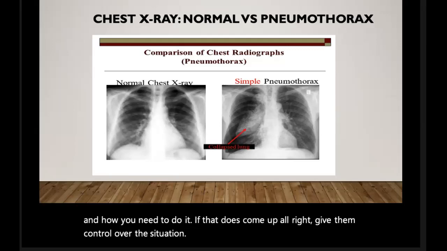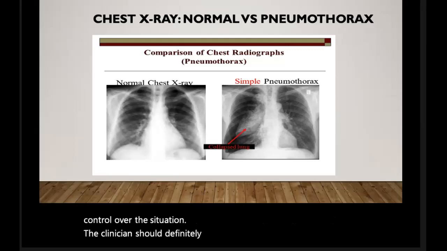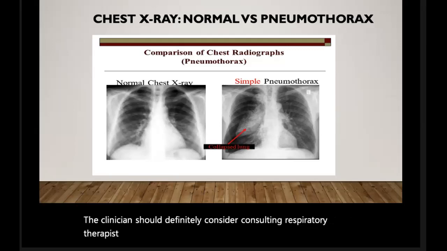The clinician should definitely consider consulting a respiratory therapist before discharge to initiate incentive spirometry and teaching for home use, as well as an aid in recurrence prevention.